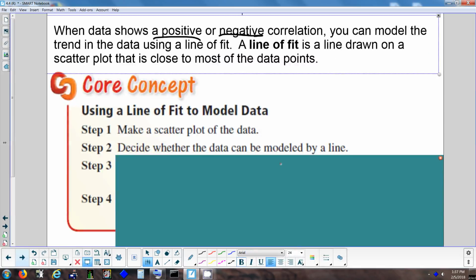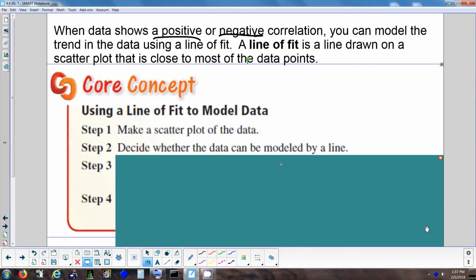All right? So again, just looking at it to see: is it positive, is it negative, is there no correlation? If there's no correlation, you can't do this. There's no line of best fit if there's no correlation, because the line will be all over the place.